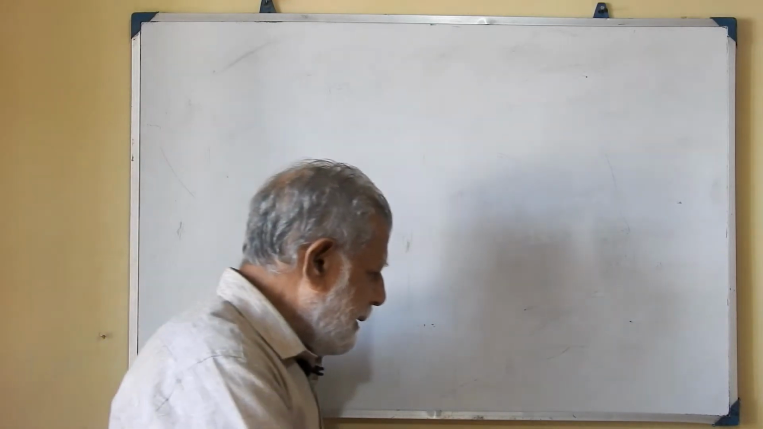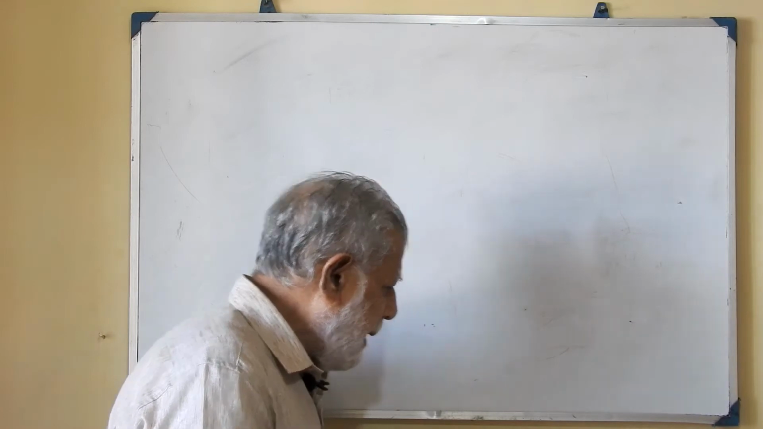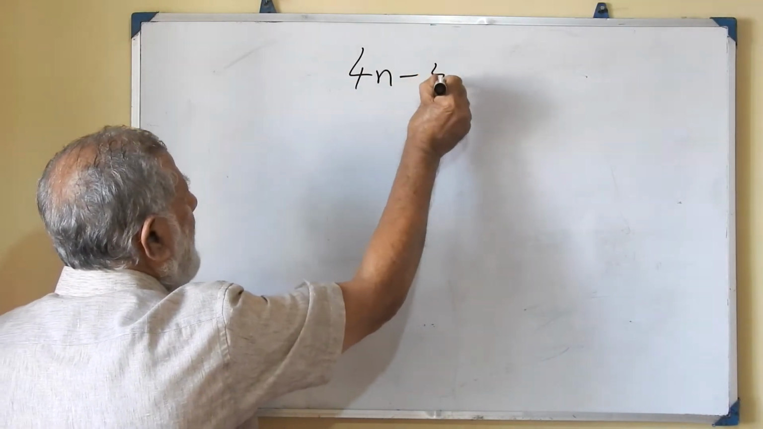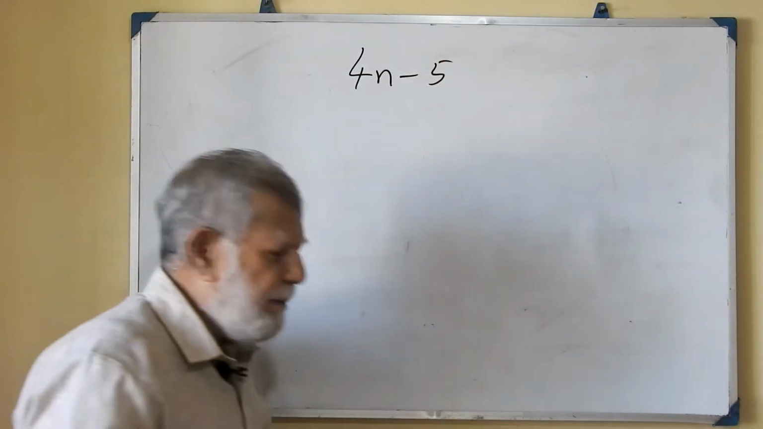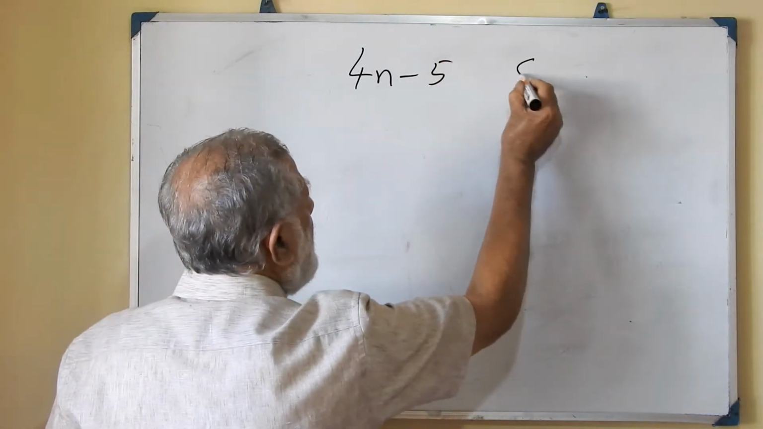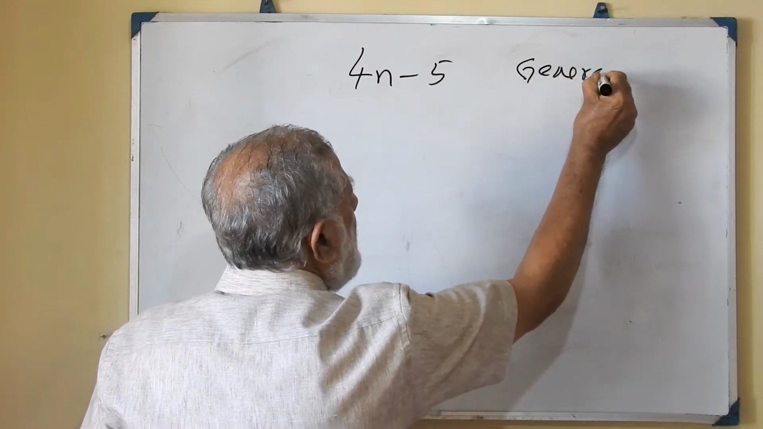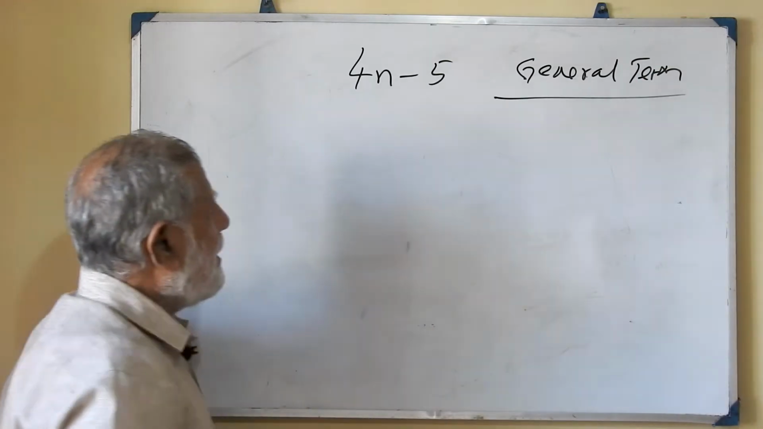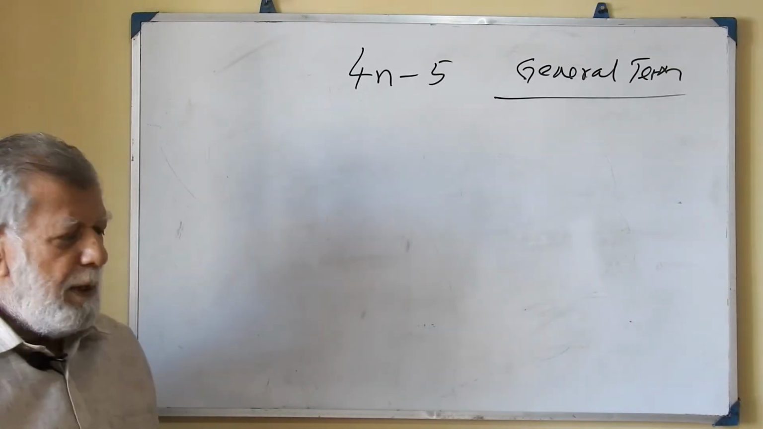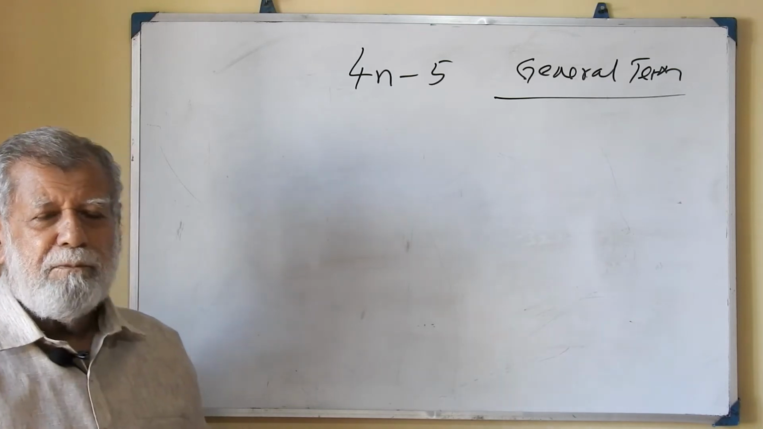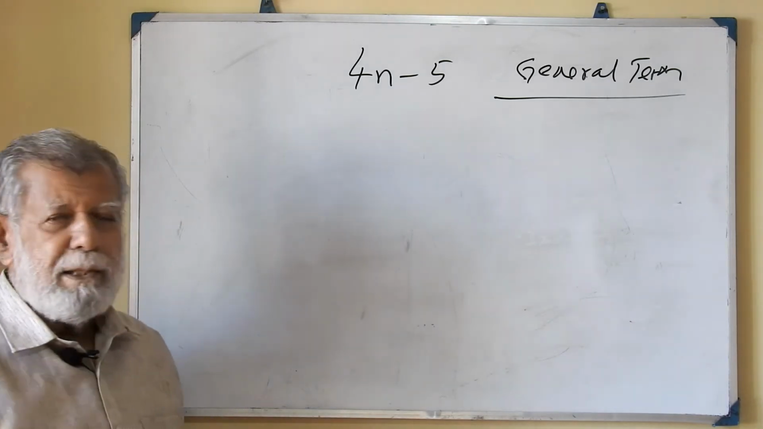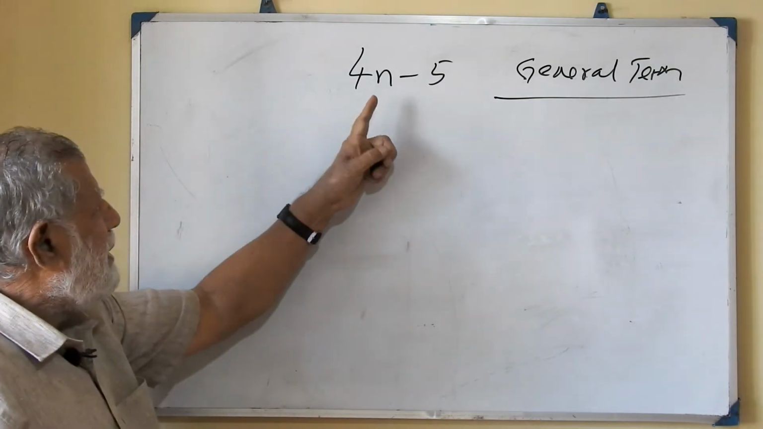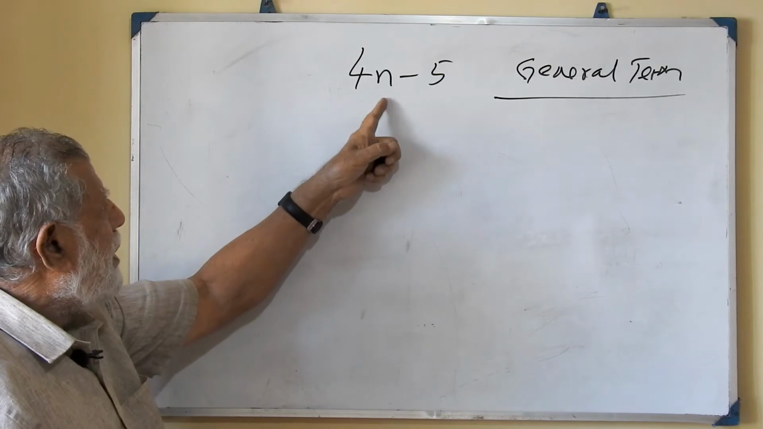For example, we will take a simple example. We will take the general term to be 4n minus 5. 4n minus 5 is the general term, the formula. So from this general term, we first have to get the number pattern. How are we to get the number pattern? We look at this n. n is the important letter here.